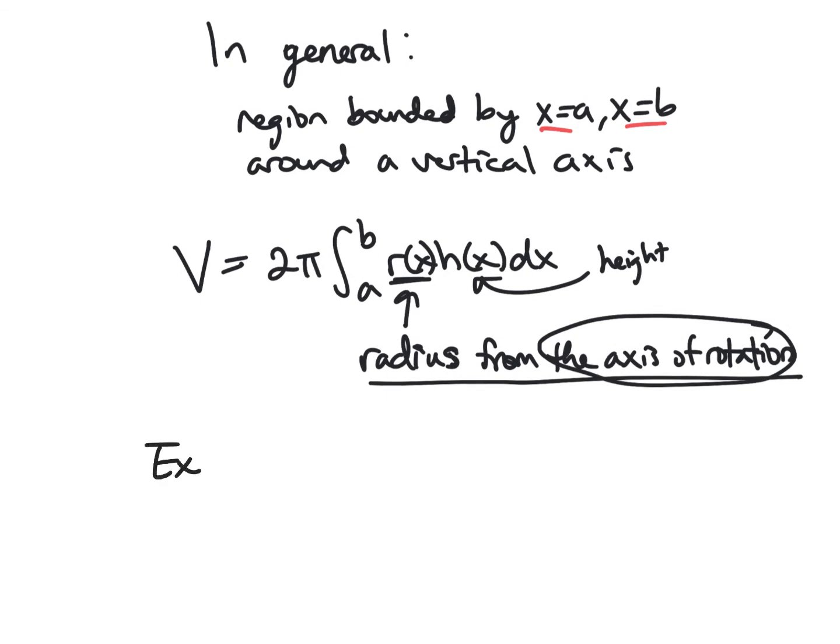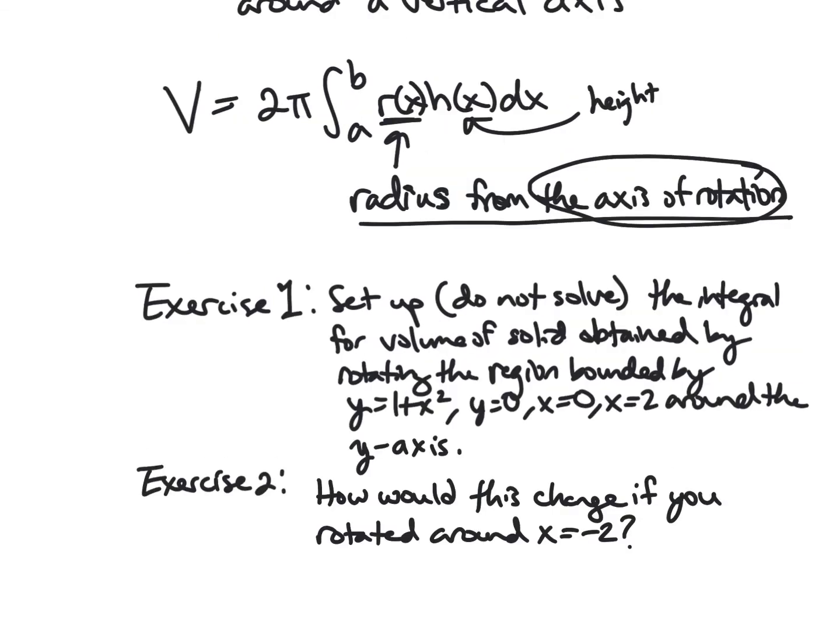And that leads me to your exercise. For the first one, I want you to set up the integral for the volume of the solid obtained by rotating the region bounded by the function y equals 1 plus x squared in the first quadrant, between x equals 0 and x equals 2, around the y-axis. Again, not requiring you to solve, just set it up using the shell method. And then the second exercise is, how would you change that setup if you instead revolve around the vertical axis x equals -2?